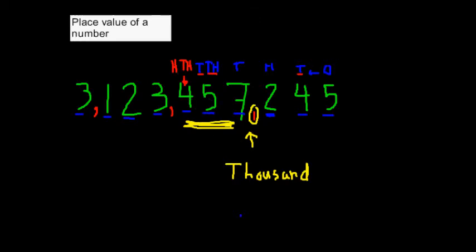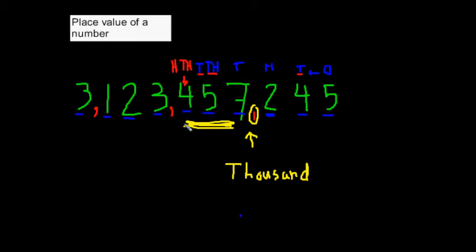Now, what is the value of this? It is 400,000. That means there are 4 units of 100,000, which make 400,000.